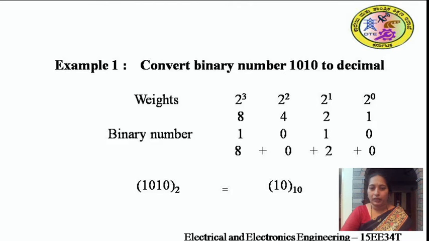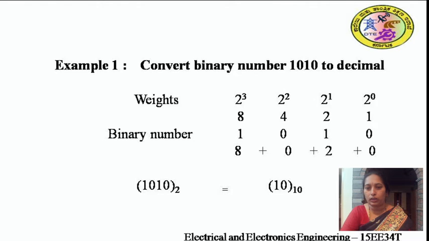First, I have written the binary number here as 1010. Above that, I have mentioned the weights. How can we identify the weights of binary digits? It starts from LSB towards MSB, starting from the least significant bit towards the most significant bit. The power raises from 0 to n minus 1, where n is the number of bits in the binary number.